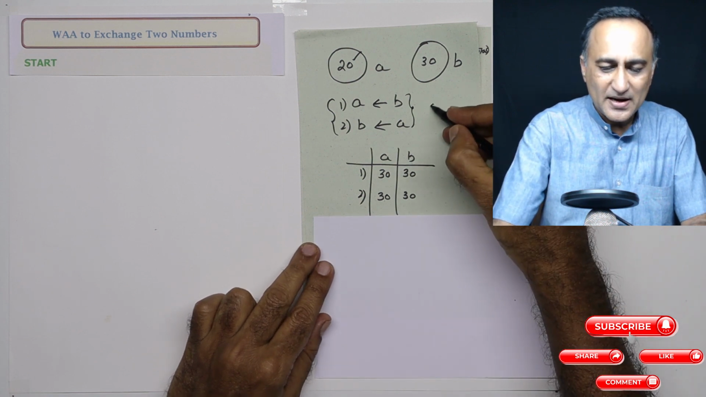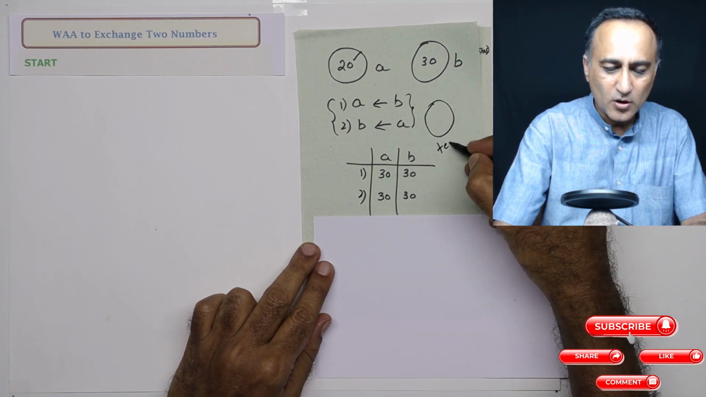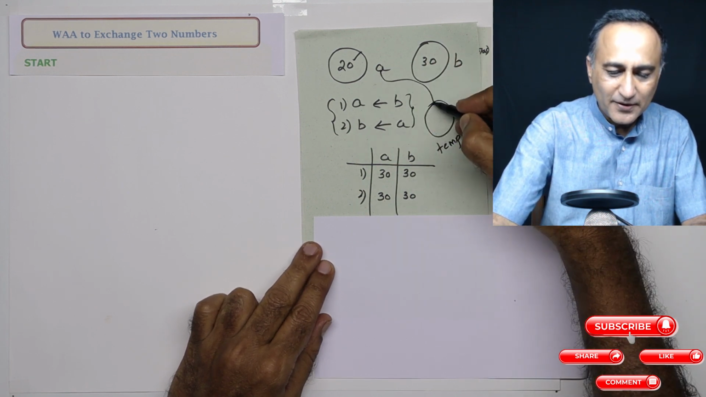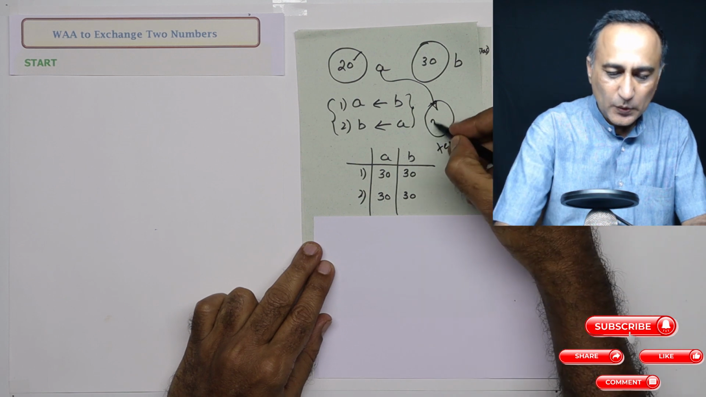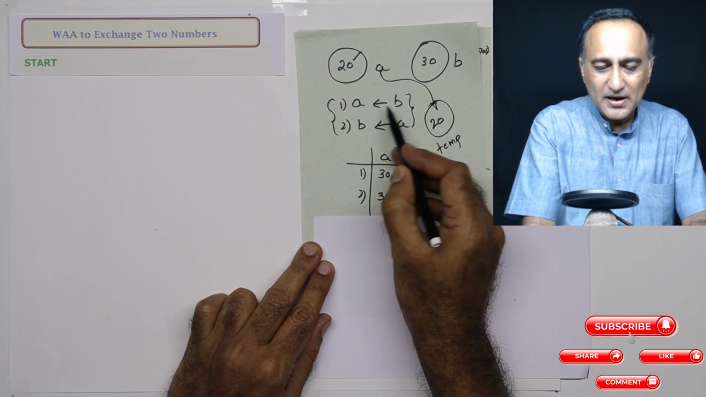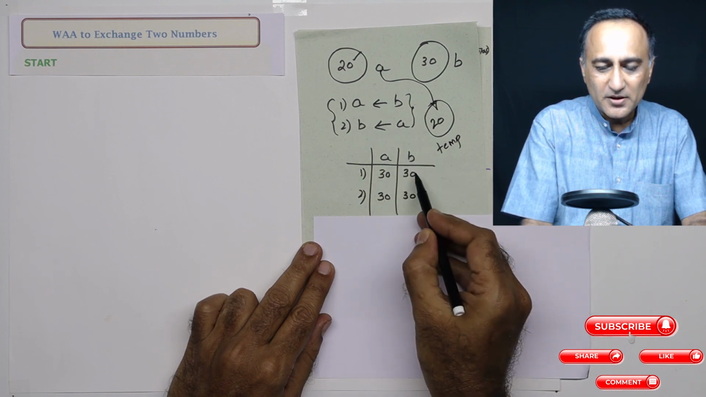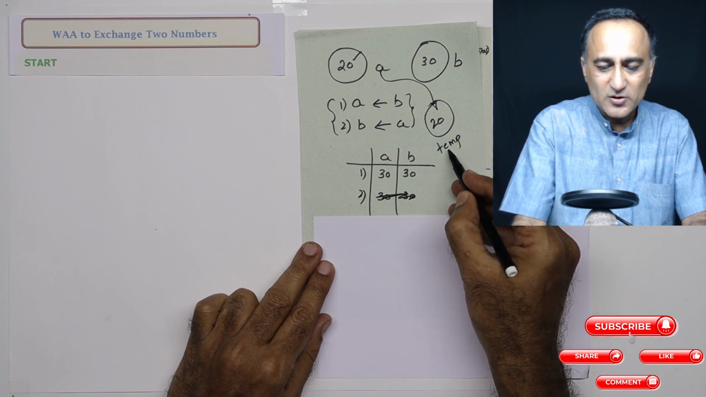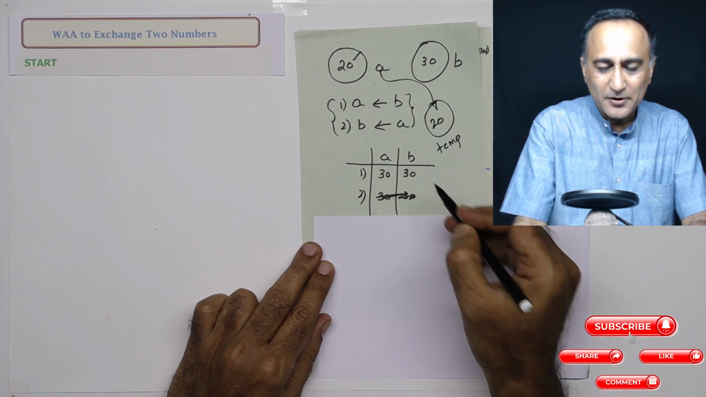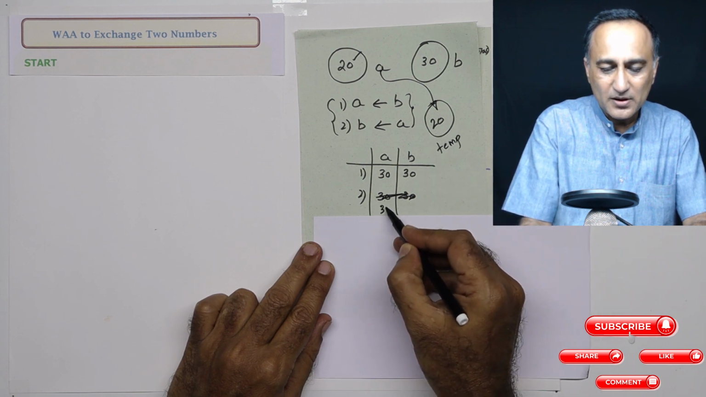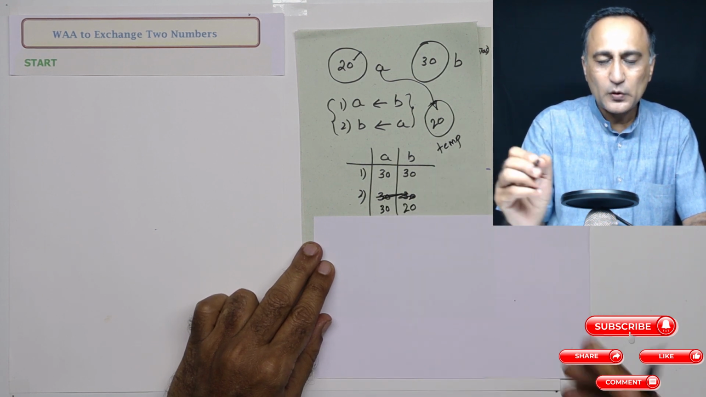A very simple idea is you could use a third memory location called temp. What you could have done is copy the value of A to temp. This way 20 would have been copied, and if you had taken the value of B and copied it to A, A would have been 30, B would have been 30, no problem. But in this step you could have copied the value of temp into B. Since temp contained 20, then in the next step A would have been 30 and B would have been 20.